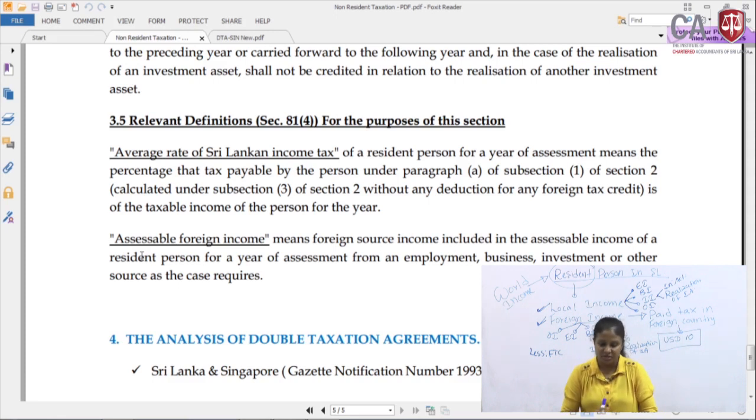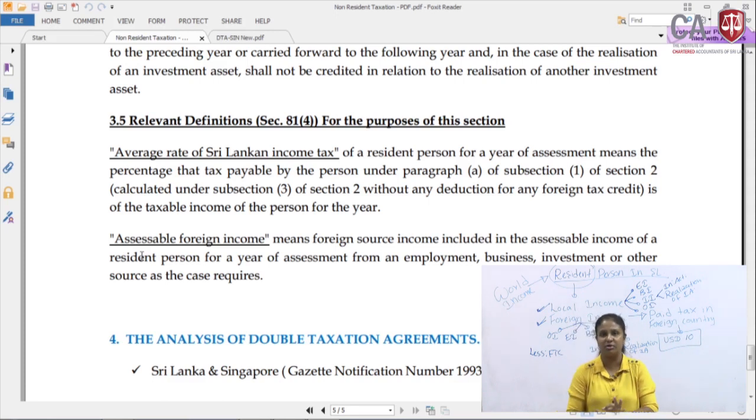In that, I'm going to discuss the double taxation agreement between Sri Lanka and Singapore. Okay, let me give 1 minute. Actually, we don't know what will be tested in your examination. Any treaty between Sri Lanka and another country can be tested in your paper. The only thing, you should be familiar with 1 or 2 double taxation treaties before the examination.